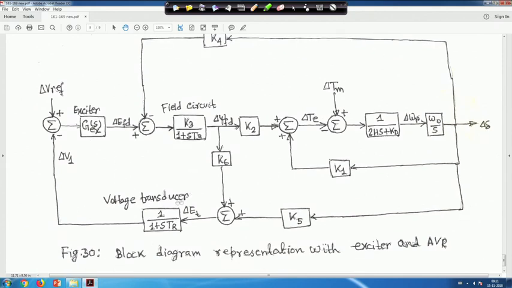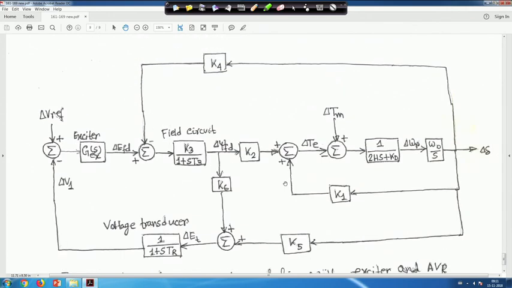And similarly for the voltage transducer, this 1 upon 1 plus S T R, later we will see that T R is actually very small. So, we will neglect this T R. So, simply delta V 1 will be equal to delta E t, in the sense that T R is neglected. We will be back again for this transfer function, but before coming again, we will go to the next one.